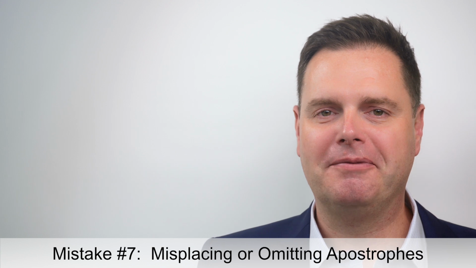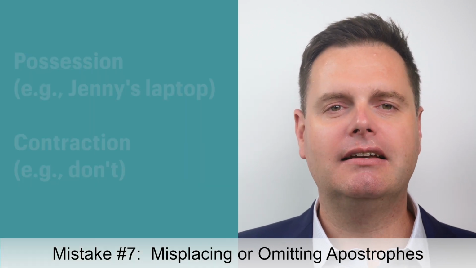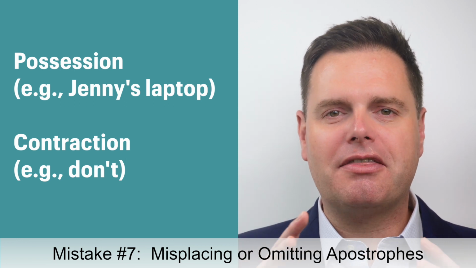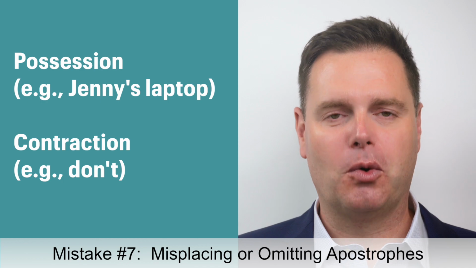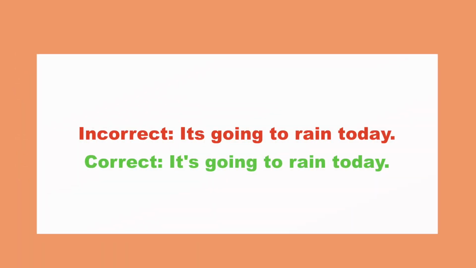Apostrophes can be tricky. They tell us when something belongs to someone, like in Jenny's laptop, or when we squish words together, like don't for do not. A common mix-up is with it's and its. Remember, it's with an apostrophe means it is or it has. Without the apostrophe, its shows something belongs to it.